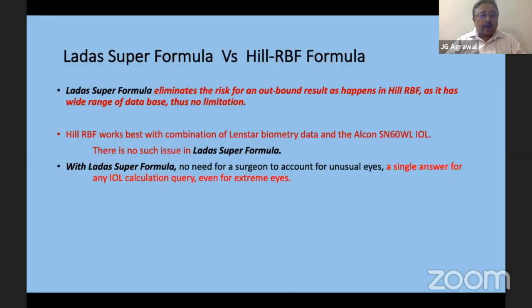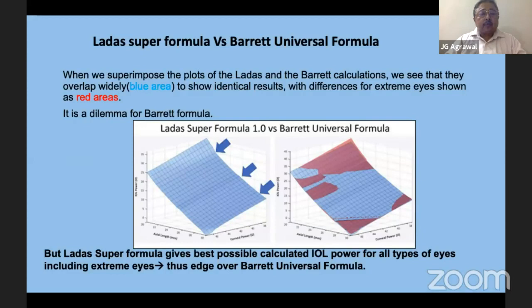If we compare the LADAS formula with the Barrett Universal formula, which we use in regular practice, and superimpose the plots of the LADAS and the Barrett calculator, we see that they widely overlap, shown in the blue area, which shows identical results. But the differences are for the extreme eyes, shown in the red area. So there is a dilemma for the Barrett formula. In those cases, the LADAS Super formula is better than the Barrett Universal formula. So it has an edge over the Barrett Universal formula.